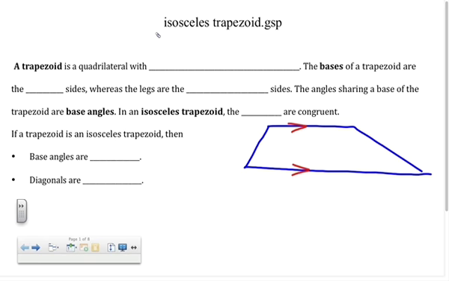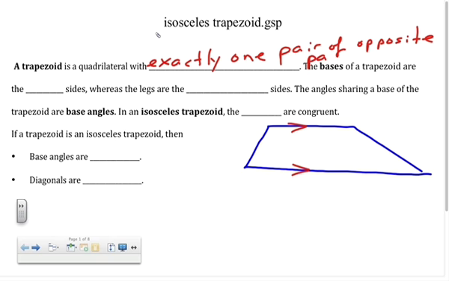The definition of a parallelogram is that it has 2 pairs of opposite parallel sides. Looking at the screen, I only have 1 pair of opposite parallel sides. Okay, so a trapezoid is a quadrilateral with exactly 1 pair of opposite parallel sides.